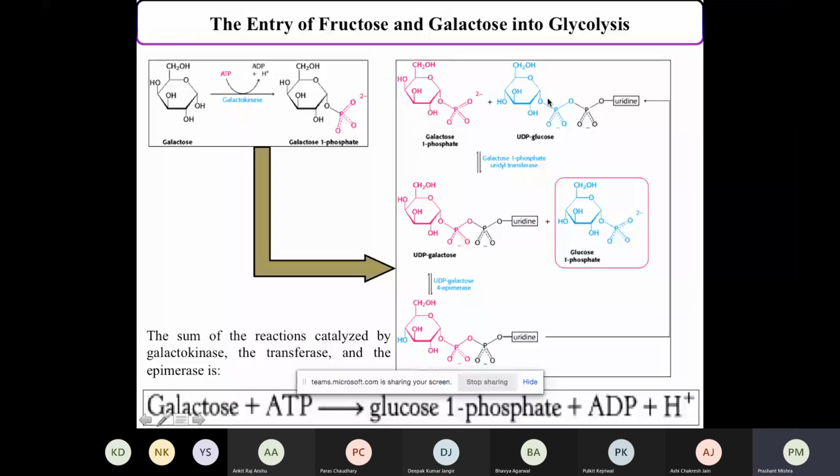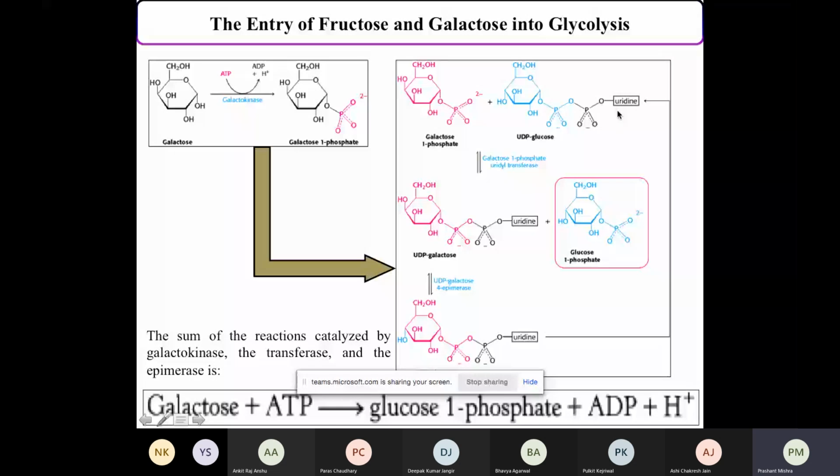So this exchange of glucose and galactose is happening in presence of a transferase, which is known as galactose 1-phosphate uridyl transferase. Don't get scared, because this is the name of the substrate which you have here, galactose 1-phosphate. This is the uridyl group, uridine phosphate. This is the one which is being transferred, so that is why it is known as uridyl transferase.